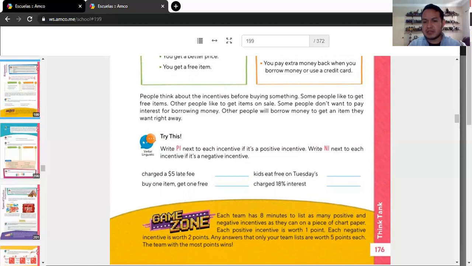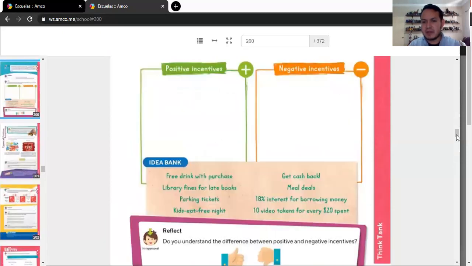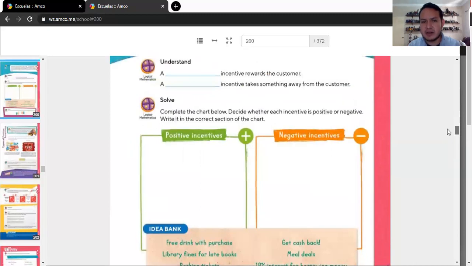Then we go to page 177. And they're asking here, understand, a positive incentive rewards the customer, gives good things to the customer. A negative incentive takes something away from the customer. Positive or negative? Negative or positive? Up to you.